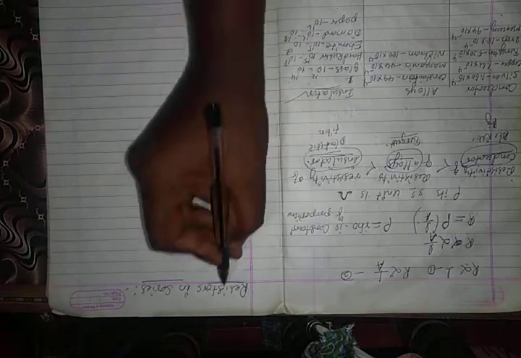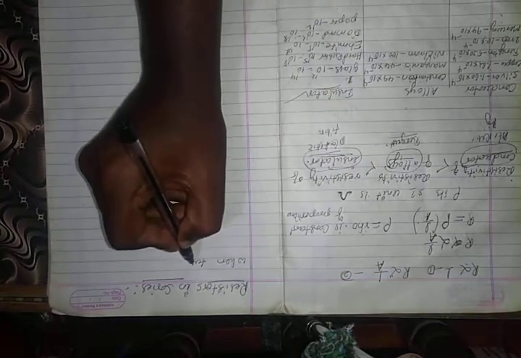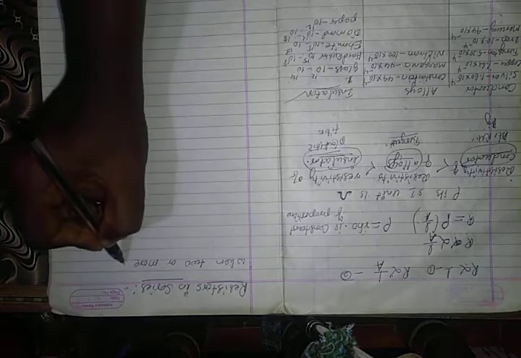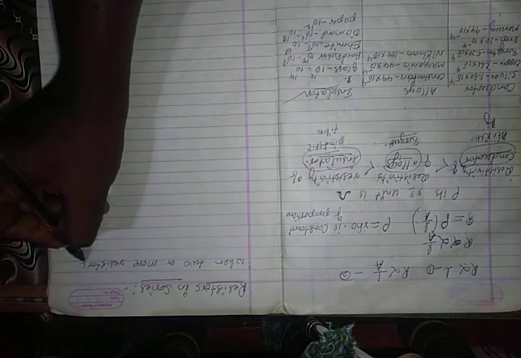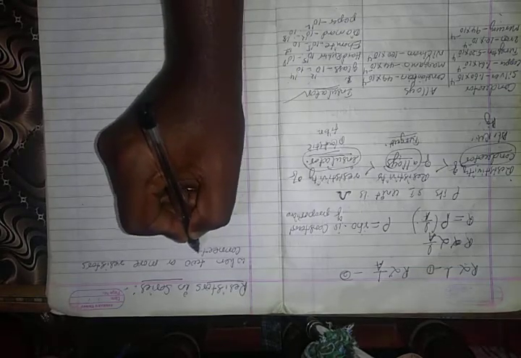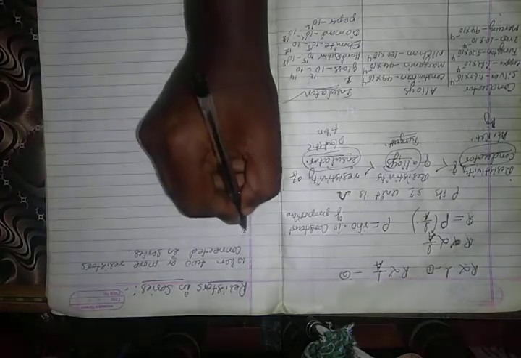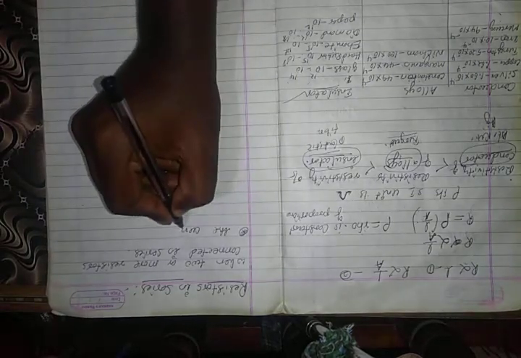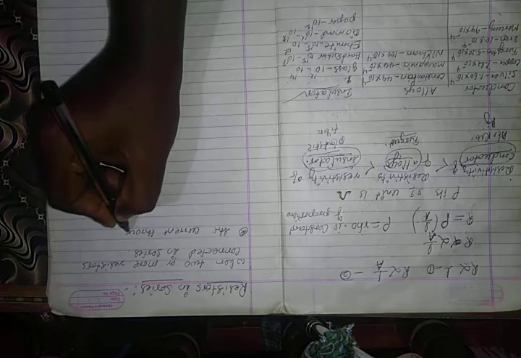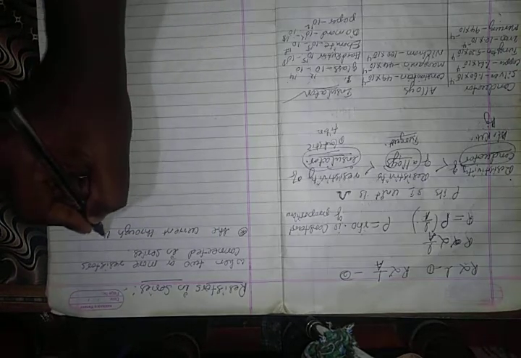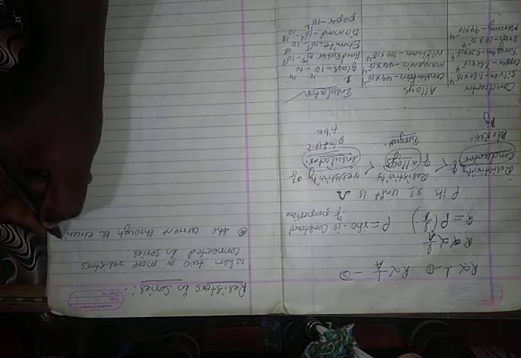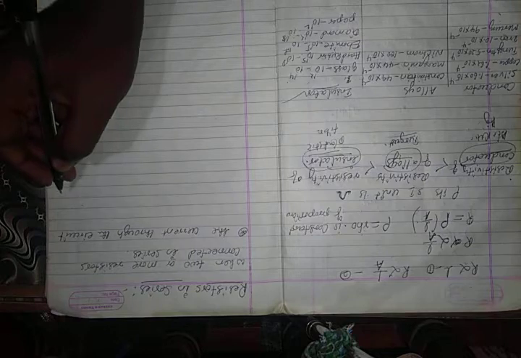In this class we will discuss resistors in series. Very important: resistors connected in series. When two or more resistors are connected in series, the first point is that the current through the circuit remains the same.